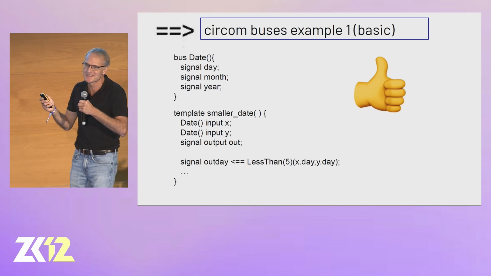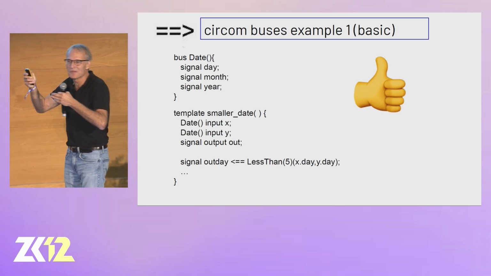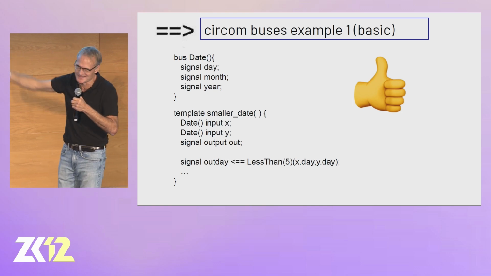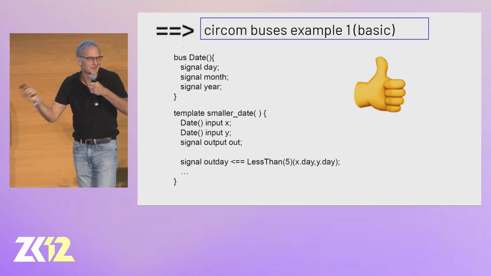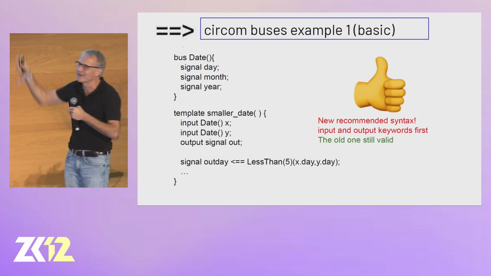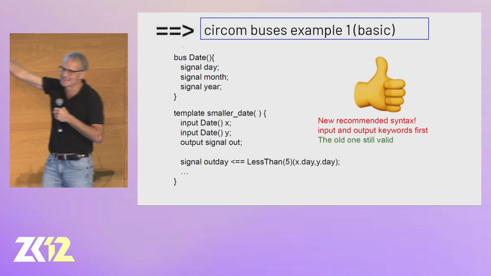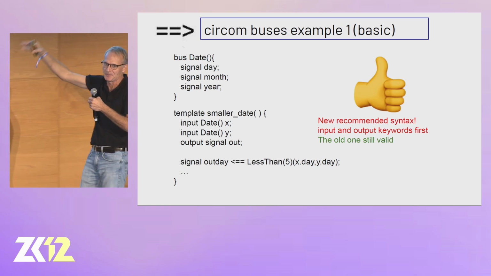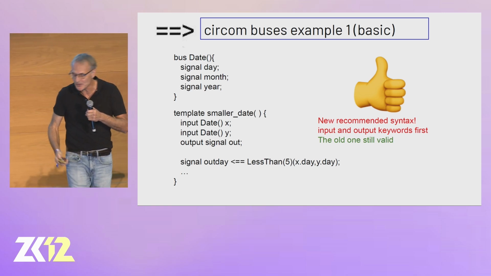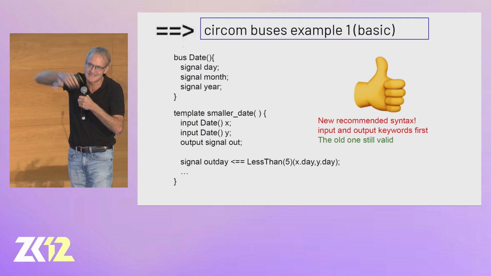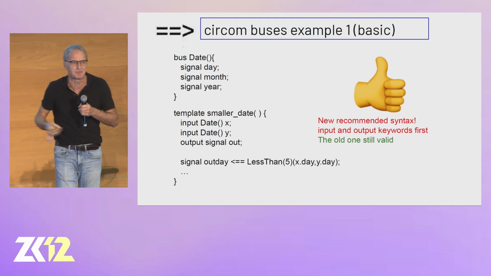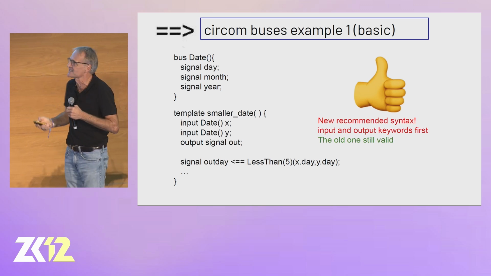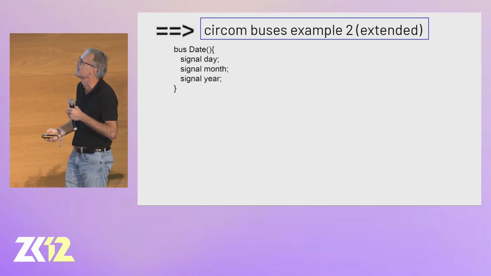Before, the input and the output keywords were in the middle. And that is quite ugly with buses. So we decided to change the syntax a little bit, and from now on, the recommended syntax is to put the input and output keywords first, and then the type, and then the name. But the old style will still be valid. It will compile and no problem. But just take this into account. It's nicer if it is written like this.